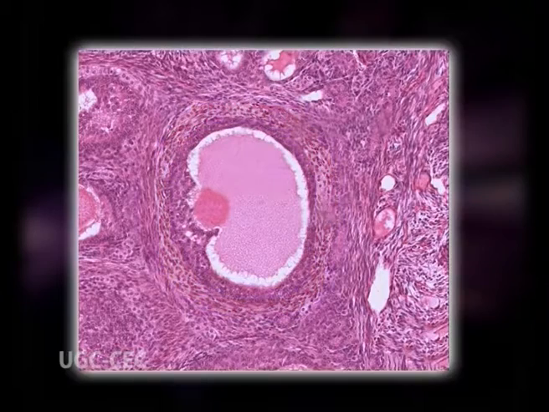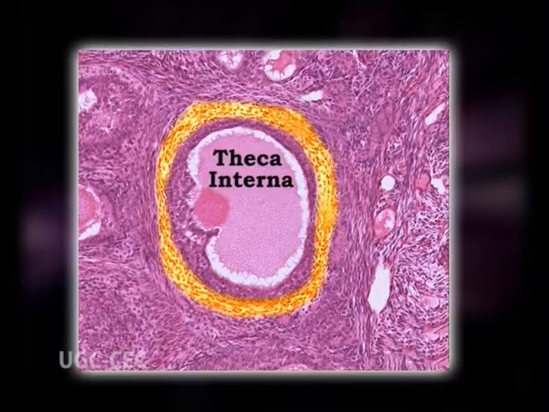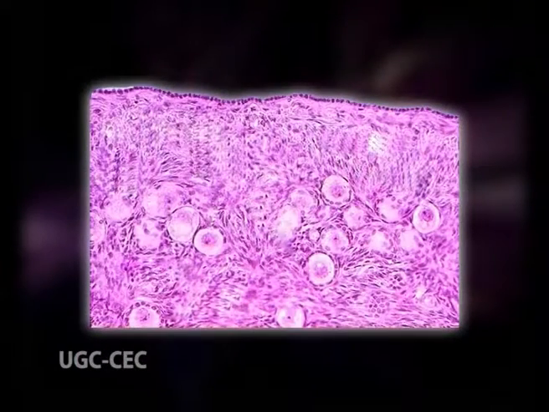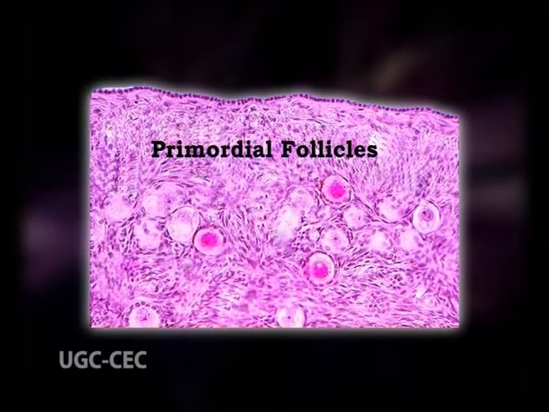Stromal cells surrounding the follicular cells differentiate into theca interna. At the stage of follicular development, the theca externa, the cell layer outside the theca interna, has not differentiated. Numerous primordial follicles are located immediately below the tunica albuginea. Each primordial follicle consists of a primary oocyte surrounded by a single layer of squamous follicular cells.